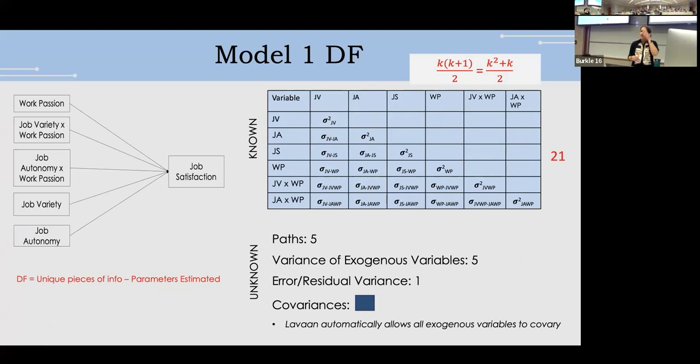Now, here's where it gets tricky. Covariances. A covariance is a dual relationship between 2 exogenous variables. Not a path.